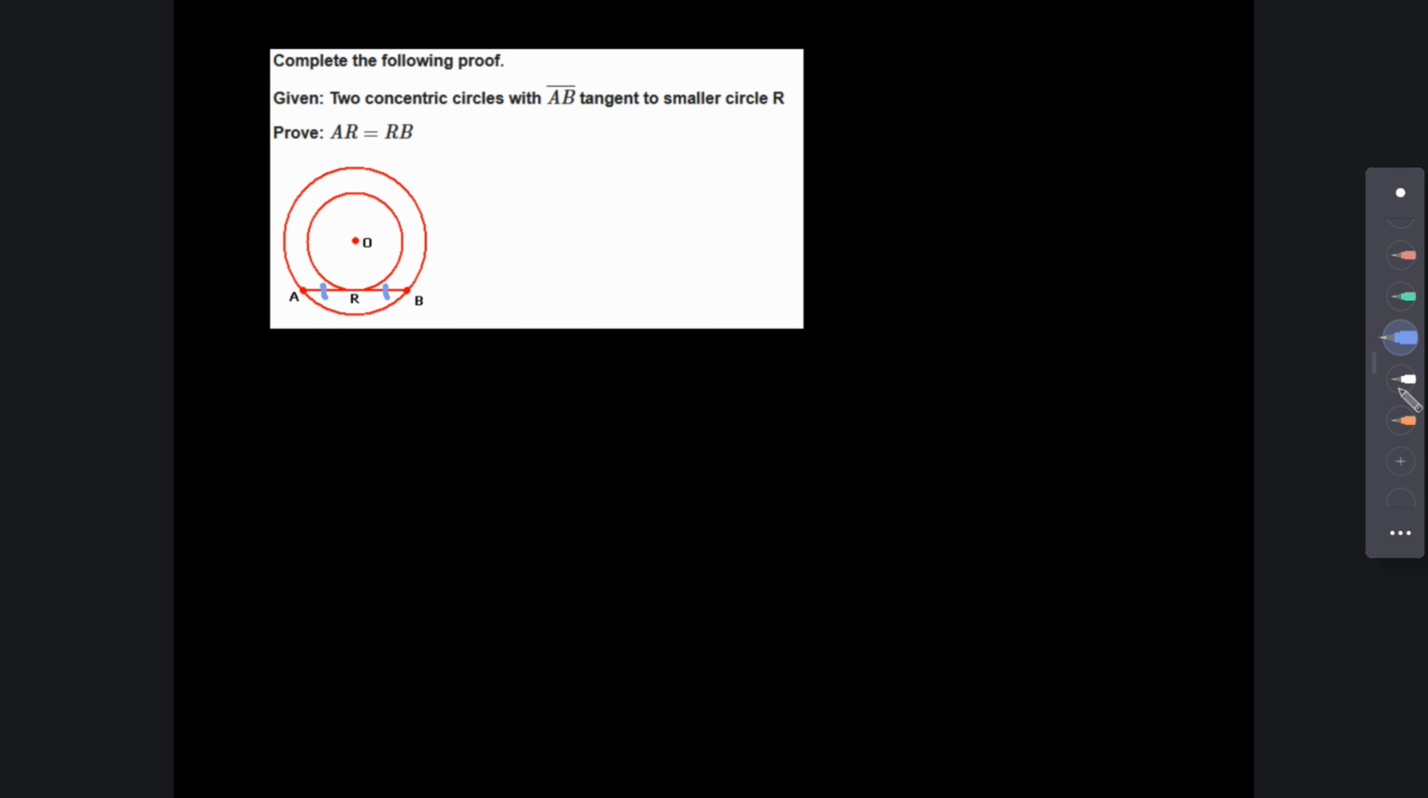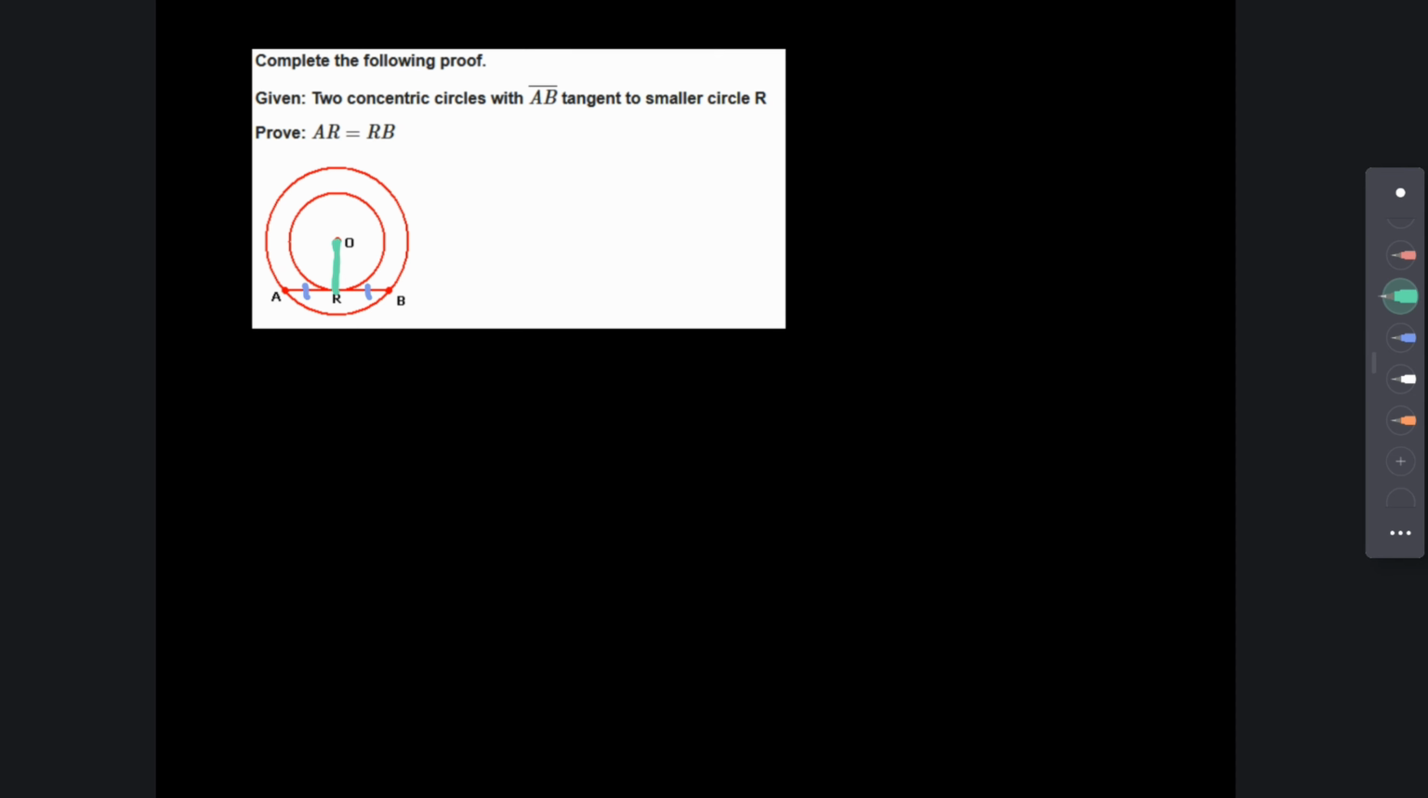It's pretty clear that OR is a radius, right? And since AB is a tangent, we know that we have a 90-degree angle right there because they're perpendicular. Okay, also, we know that this AO, let me use a different color since we have already red on the picture. So AO is a radius, and OB is a radius, but of the big circle. And we know since they're radius that they're equal.